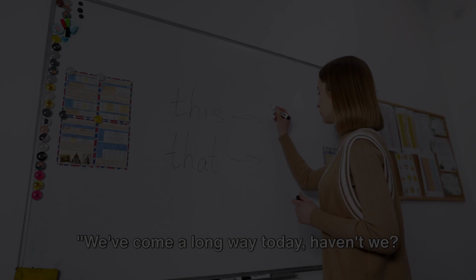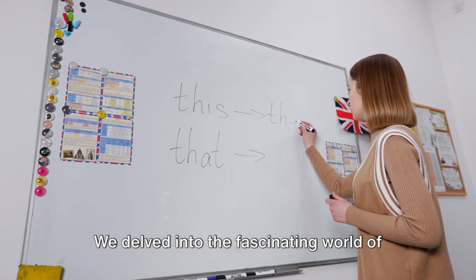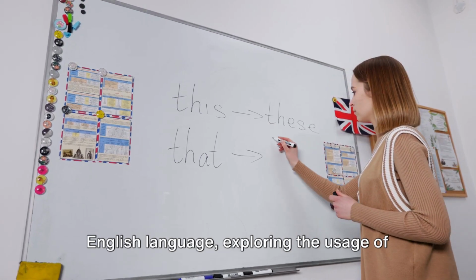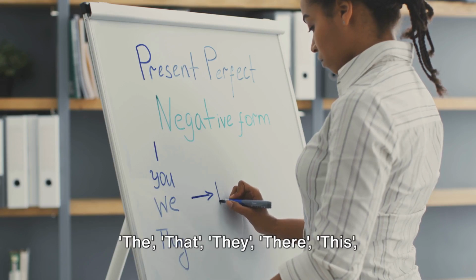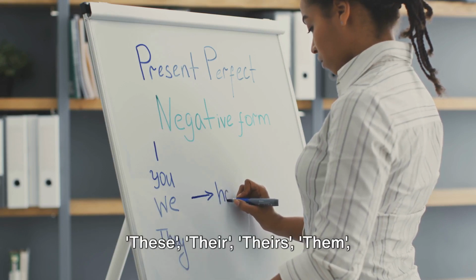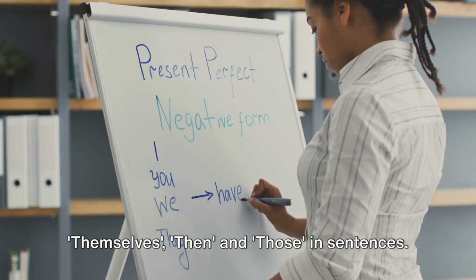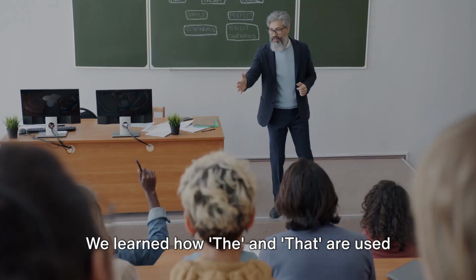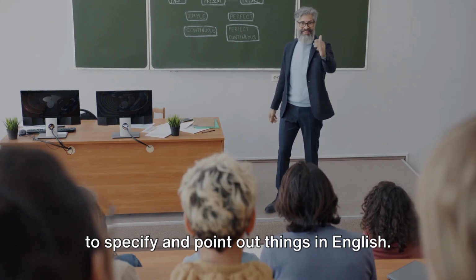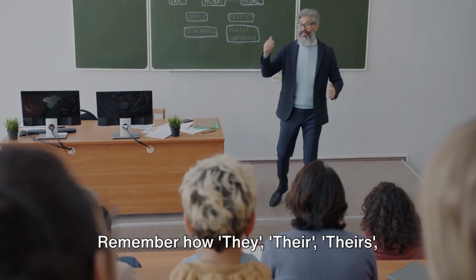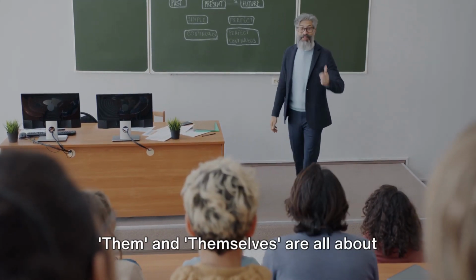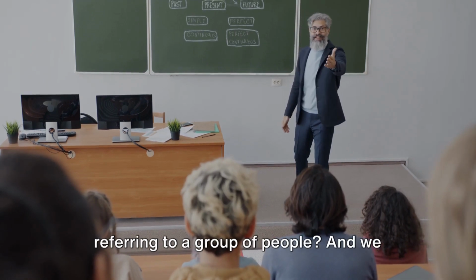These words might sound similar, but each has its unique usage. Practice makes perfect. We've come a long way today, haven't we? We delved into the fascinating world of English language, exploring the usage of the, that, they, their, this, these, their, theirs, them, themselves, then and those in sentences. We learned how the and that are used to specify and point out things in English. Remember how they, their, theirs, them and themselves are all about referring to a group of people.